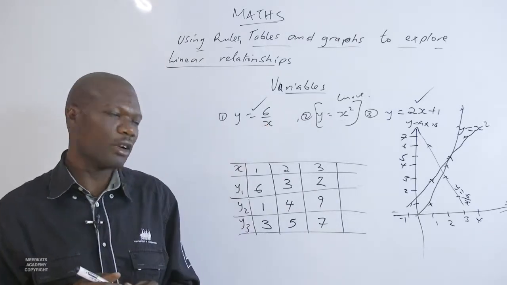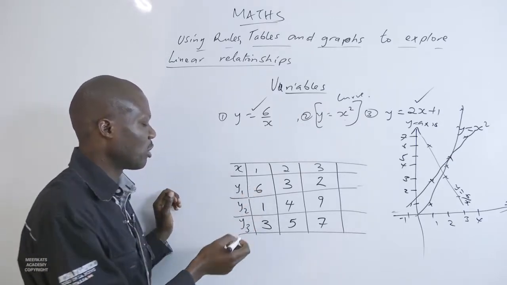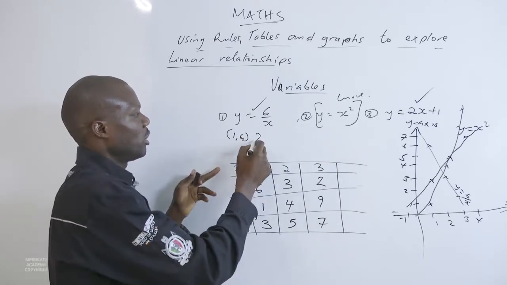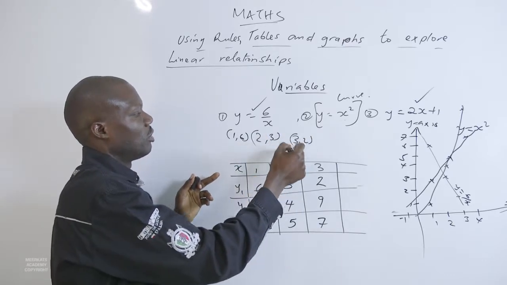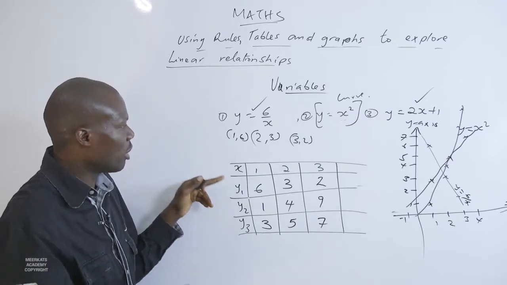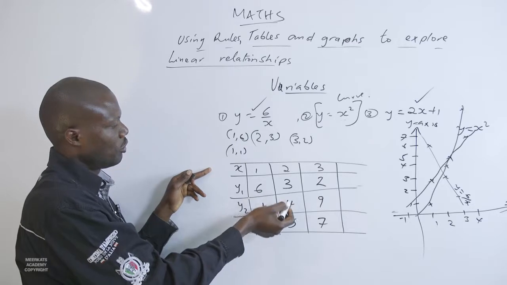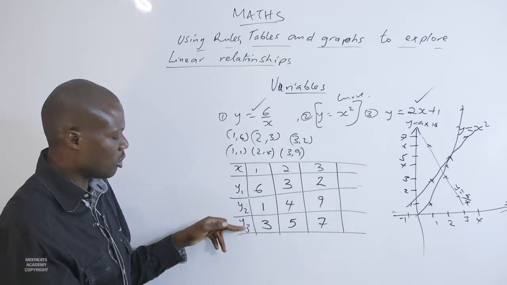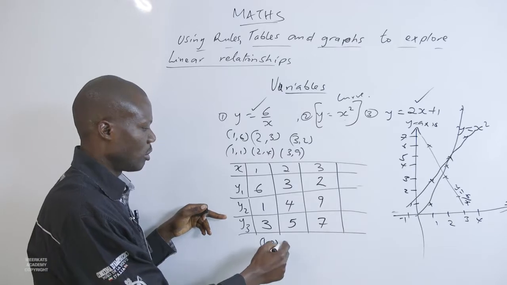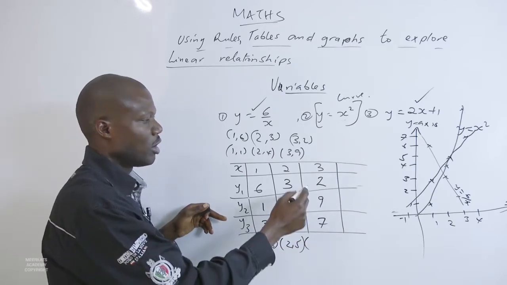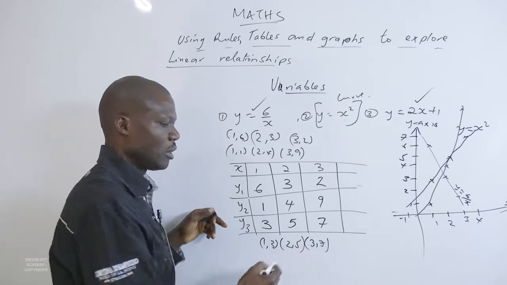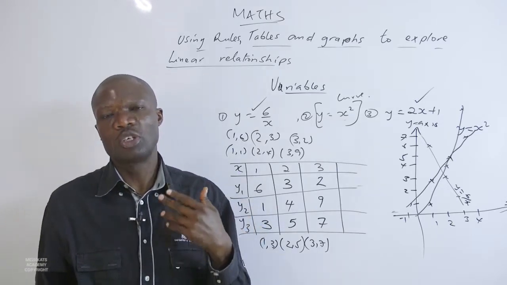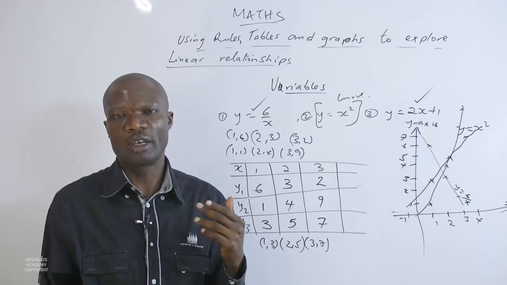From the equations, we generate the coordinates through the table. This table is simply to give us the coordinates. So for y1, the coordinates were (1, 6), (2, 3), and (3, 2). The second one is (1, 1), then (2, 4), then (3, 9). Those are coordinates. And for the last one, the coordinates are (1, 3), (2, 5), and (3, 7). These coordinates are the ones which are going to help us to plot our linear equations on a graph.